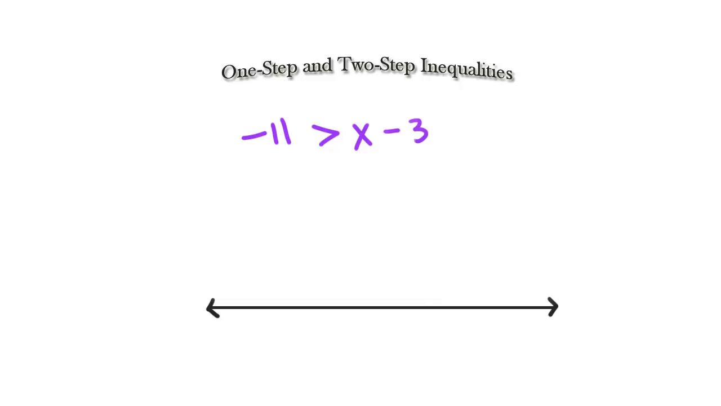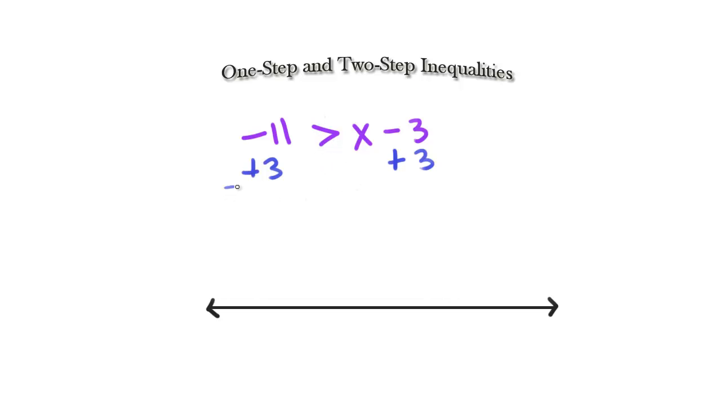Everyone. For this lesson, I'll show you how to graph one-step and two-step inequalities. Alright, let's say we have this example right here. Negative 11 is greater than x minus 3. We want to get x by itself, so I would have to add 3 to both sides. We're going to treat this inequality just like an equal sign for right now.